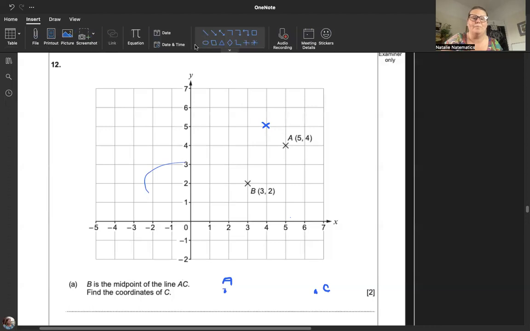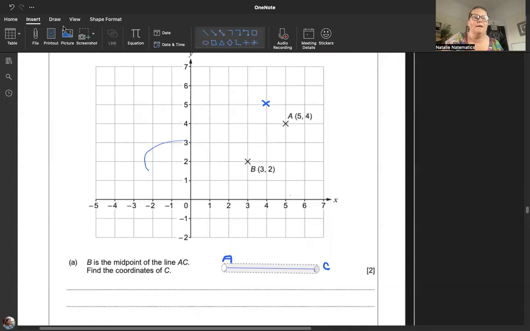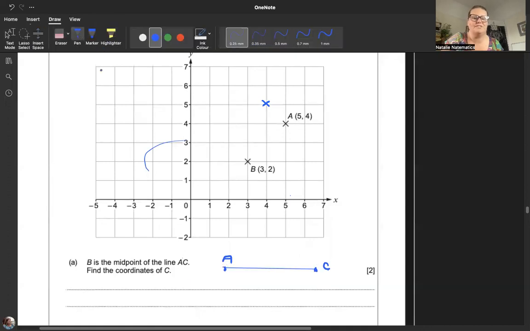So I keep reminding myself, I can't even see it at the moment. Is it that one? So we would do a line between the two. Okay, and that's it. So let me just go back onto there. There we go. And go back onto what I was doing.